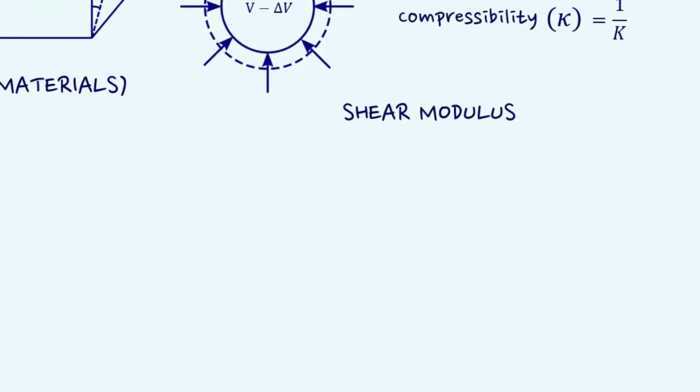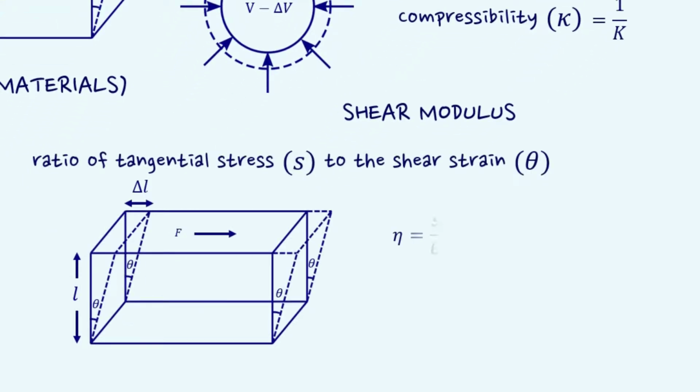Next modulus of elasticity is shear modulus. It is defined as the ratio of tangential stress to the shearing strain. Mathematically, it is represented as eta equal to FL by A delta L.